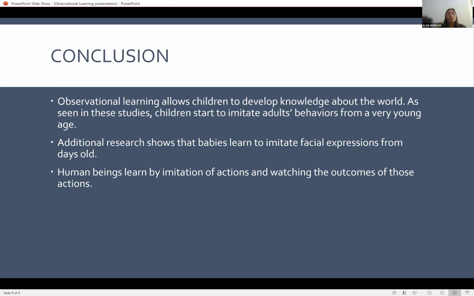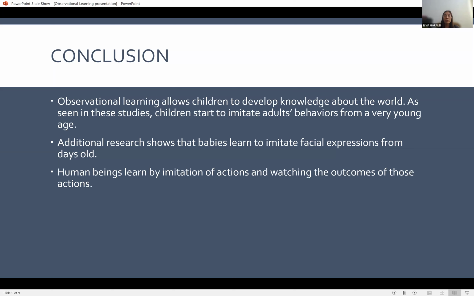In conclusion, observational learning allows children to develop knowledge about the world around them. As we've seen in these studies, children start to imitate adult behaviors from a very young age, but we continue to imitate throughout our life and copy behaviors.